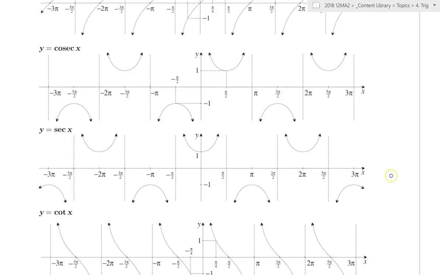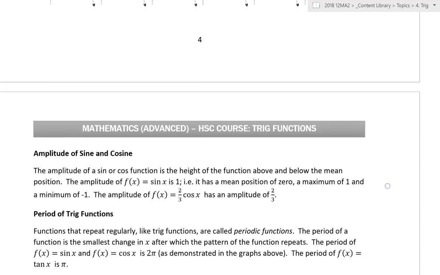So that's the amplitude. Now we can vary the amplitude of a function by putting a constant coefficient in front of the function. So y equals sine x has an amplitude of 1. y equals 2 sine x has an amplitude of 2. y equals 3 sine x, an amplitude of 3, and so on.